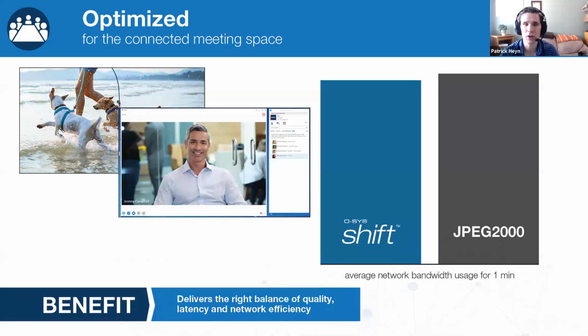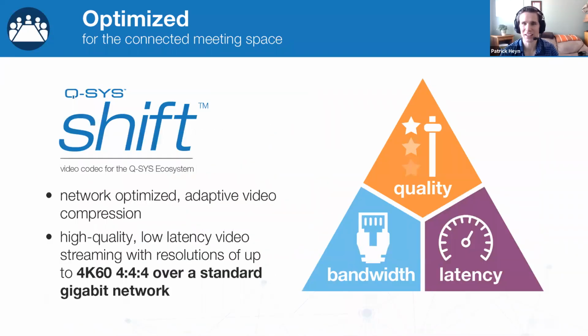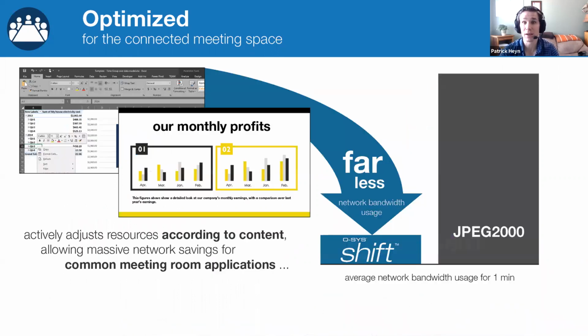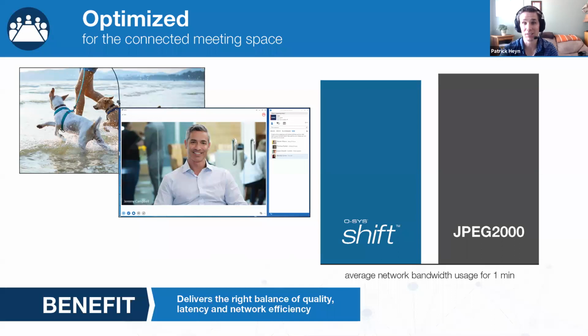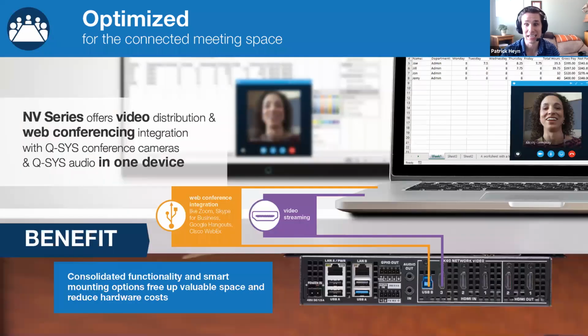Yeah, the Shift codec is really kind of like that trifecta between quality, bandwidth, and latency. And a lot of other manufacturers, they'll focus on either the quality at the expense of the network or the opposite. Again, this is a meeting room specific device. It is intended for meeting rooms, so it has been optimized for that, given that kind of trifecta necessity.